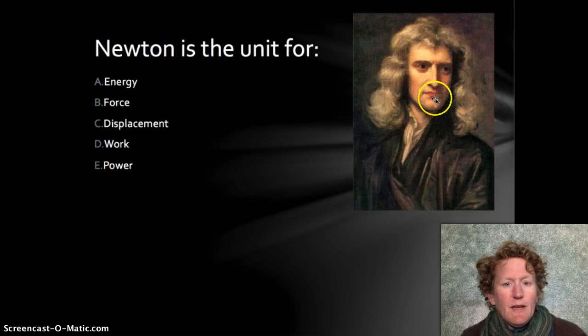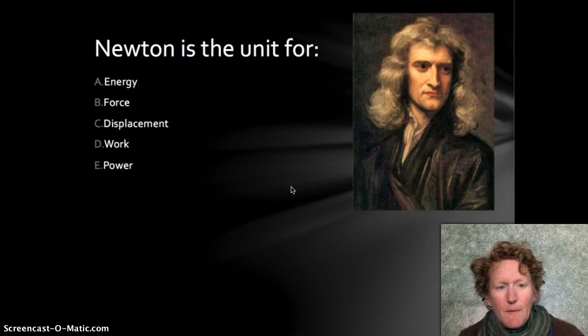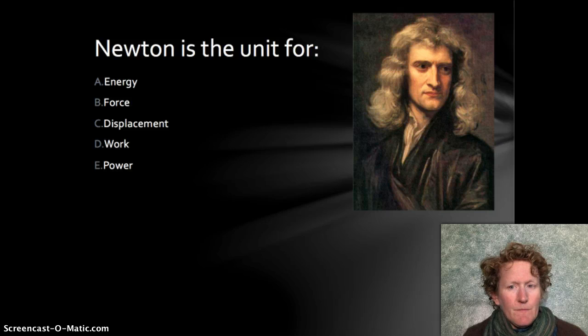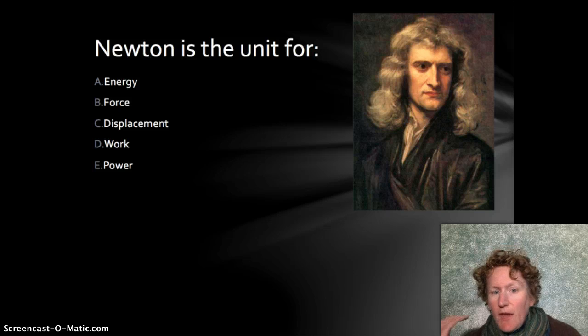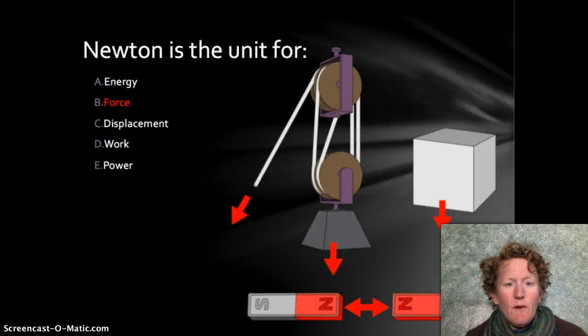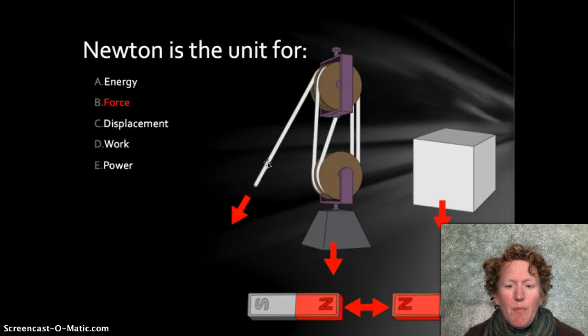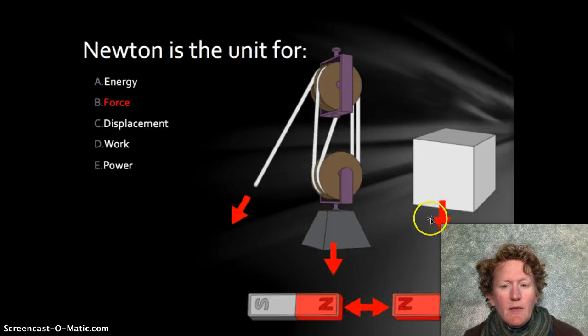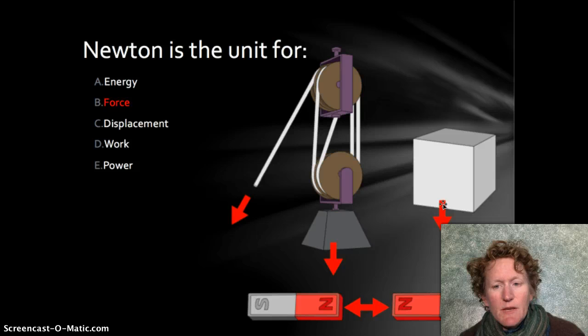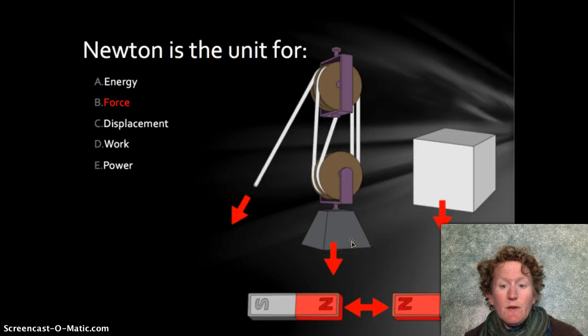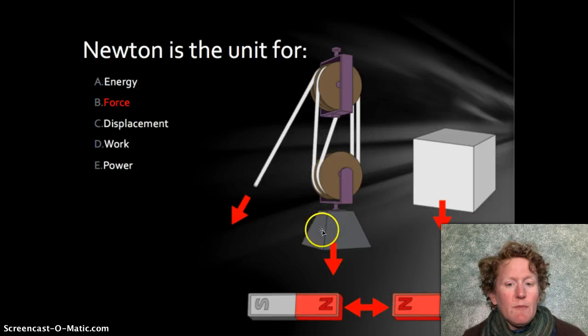Newton, here's a picture of Isaac Newton. Newton is the unit for what? When Isaac Newton was hit on the head by an apple, he felt a what? Hopefully you guessed force. Newton is the unit for force, which is a push or a pull. It can be electromagnetic between magnets here. It can be friction force, pushing against the friction, or it can be the force of gravity, or it can be you pulling on a pulley.